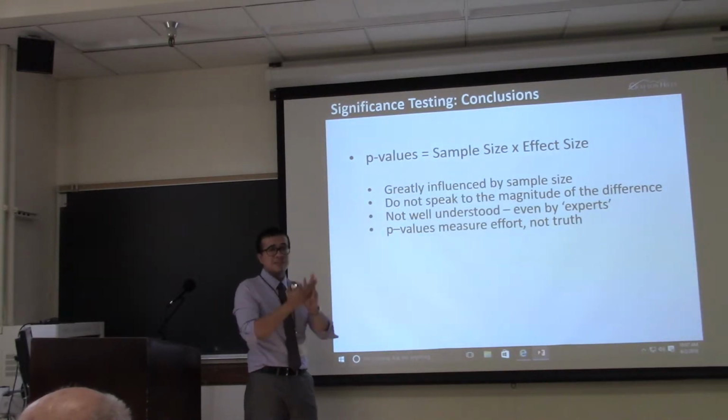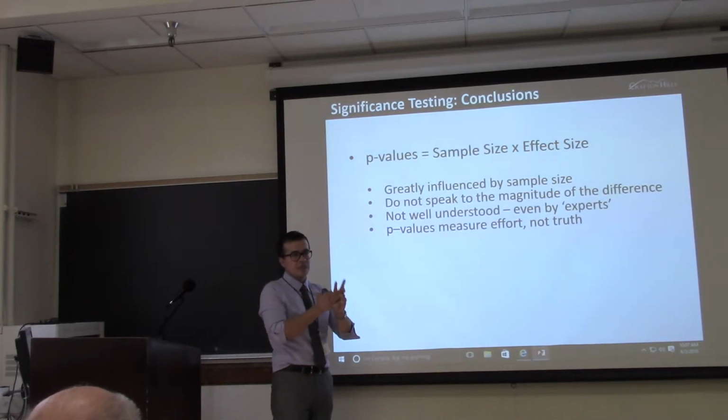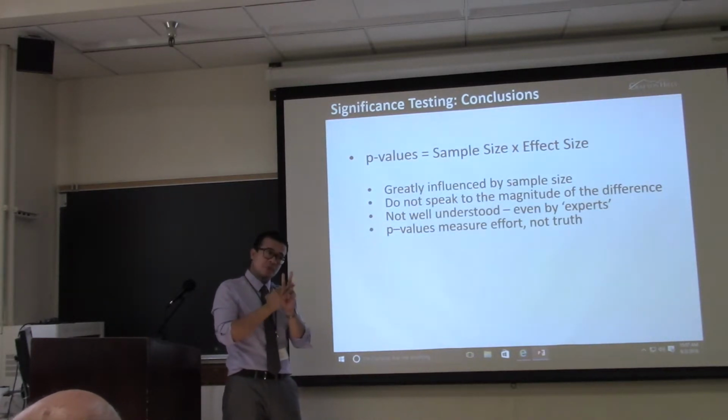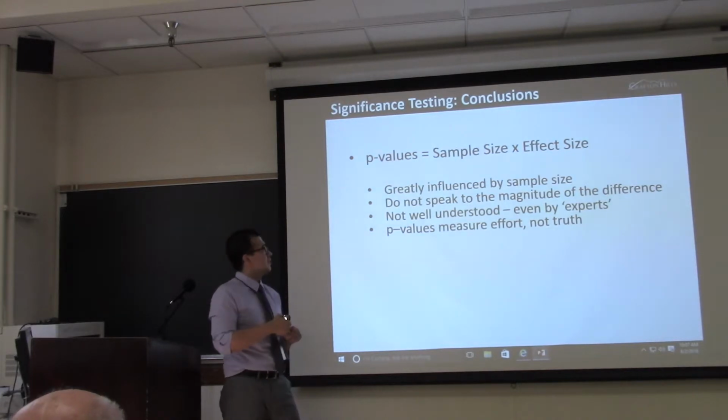So if your effect size is very large, and I'll come back to what that is in a moment, then you increase the likelihood of achieving significance, or if your sample size is very high, then that precision will go through the roof, thereby increasing the likelihood of you rejecting that hypothesis.